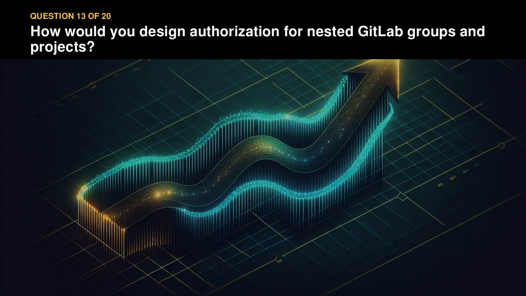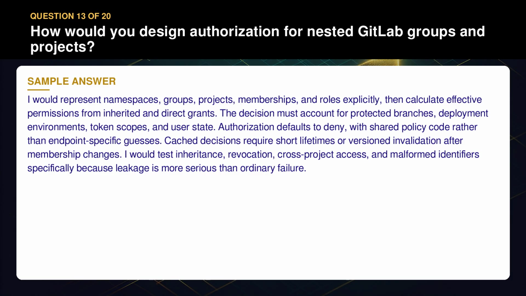Question 13. How would you design authorization for nested GitLab groups and projects? I would represent namespaces, groups, projects, memberships, and roles explicitly, then calculate effective permissions from inherited and direct grants. The decision must account for protected branches, deployment environments, token scopes, and user state. Authorization defaults to deny with shared policy code rather than endpoint-specific guesses. Cached decisions require short lifetimes or versioned invalidation after membership changes.